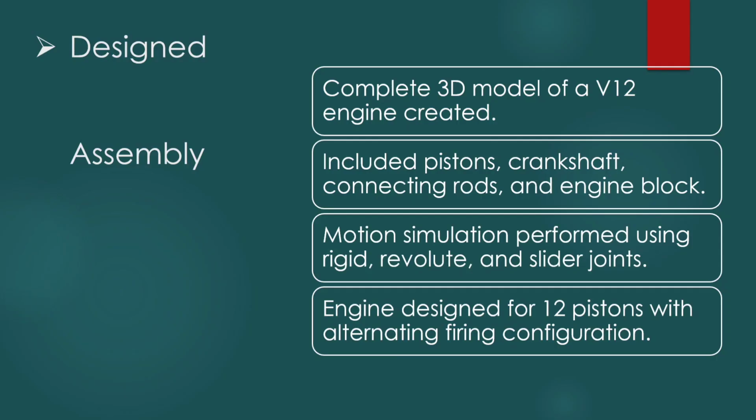In the assembly phase, we created a completed 3D model of the V12 engine. This included essential components such as pistons, crankshaft, connecting rods, and the engine block. We used different types of joints, rigid, revolute, and slider, to simulate the motion of the engine. Importantly, the engine was designed to accommodate 12 pistons with an alternating firing configuration, mimicking real-life internal combustion engine operation.